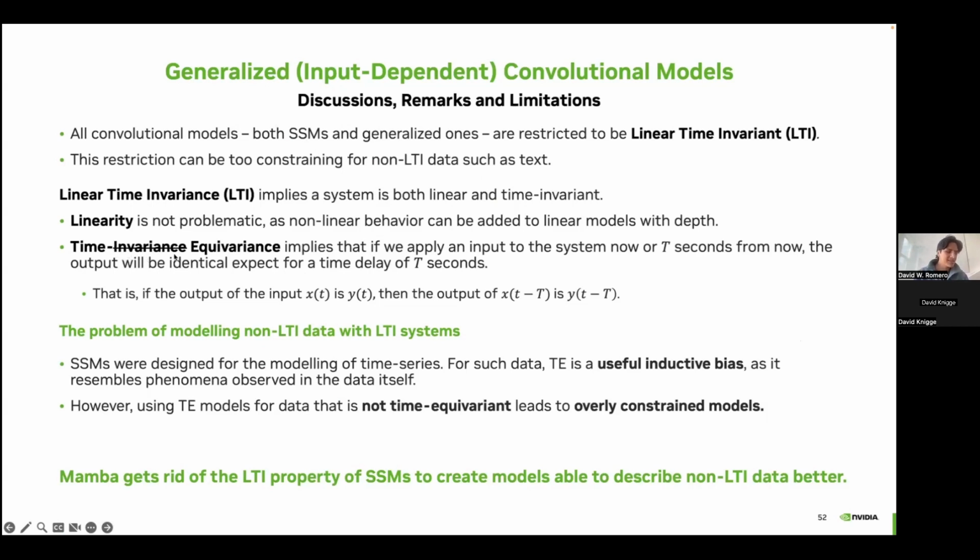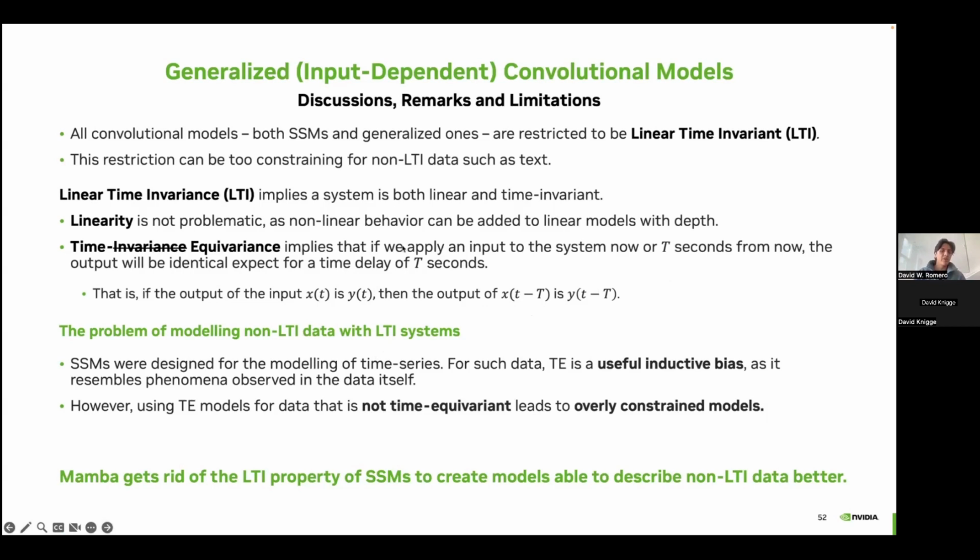And time invariance in signal processing is the same as what we would call in deep learning literature time equivariance, where basically you say that if you apply an input to a system right now or t seconds in the future, the output would be the same up to that same translation. So it's basically just time equivariance.